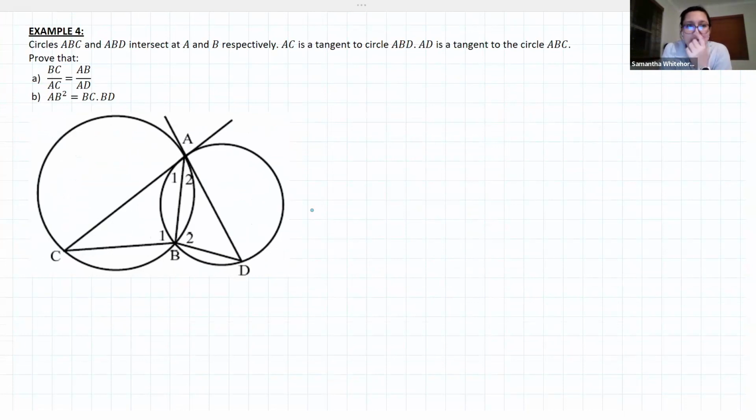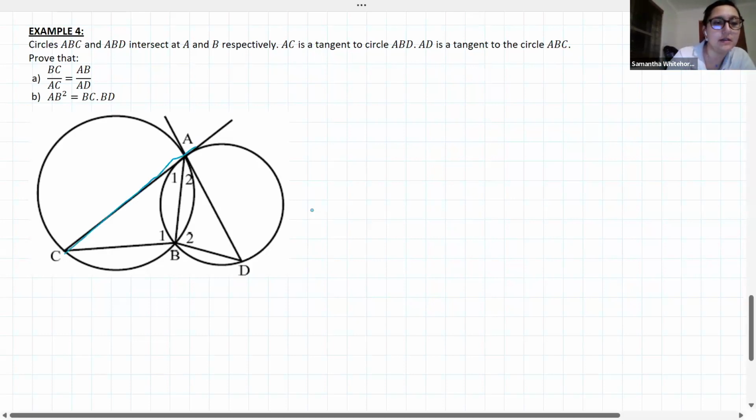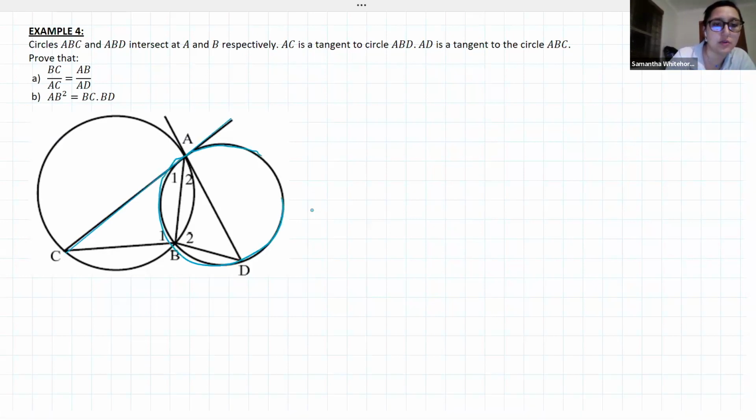Okay, so circles ABC. When we talk about a circle ABC or PQR or whatever, all we're saying is that it passes through those points. So circle ABC passes through the points A, B, and C. That's the larger circle on the left. And ABD, the smaller circle on the right, intersect at A and B respectively. AC is a tangent to the circle ABD. So here's AC. It is a tangent to the small blue circle over here. Not my best circle drawing, but we pretend it's fine.